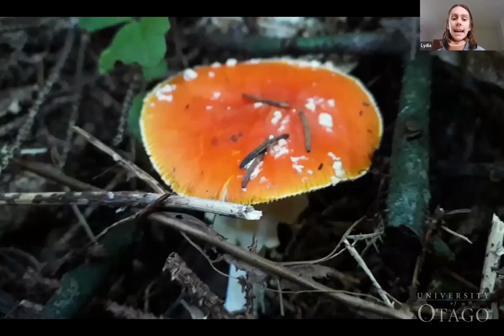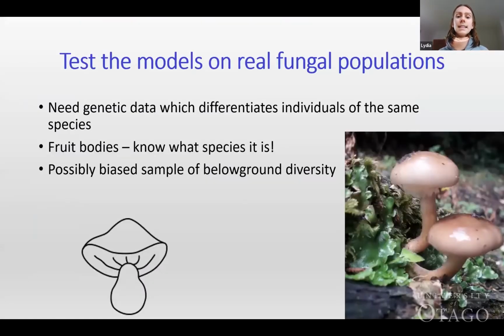So we're onto fungi here, actual fungi. The next step I want to do is look at what's going on in real fungal populations. So I need to go out and get some genetic data which allows us to differentiate individuals of the same species. What I'd love to do is dig out the dirt and get all this mycelium growing around in the soil. Unfortunately, this is not so easy to do because I need to first identify which species it is in order to then be able to get out the genetic data which will differentiate individuals.